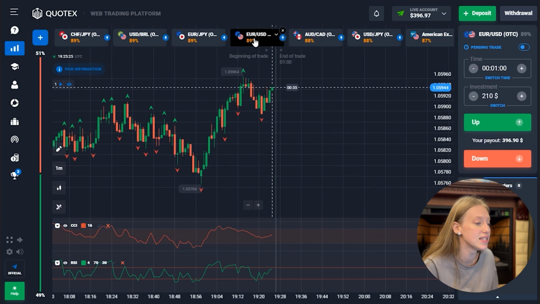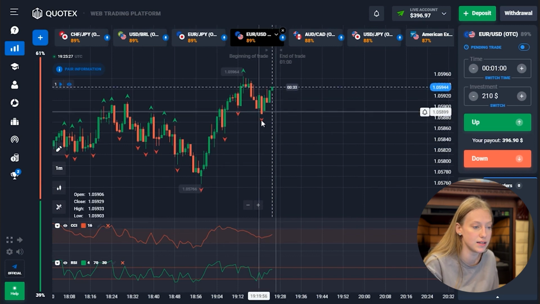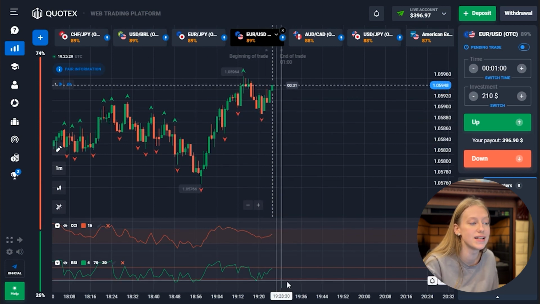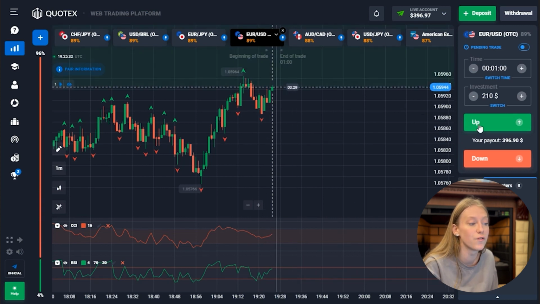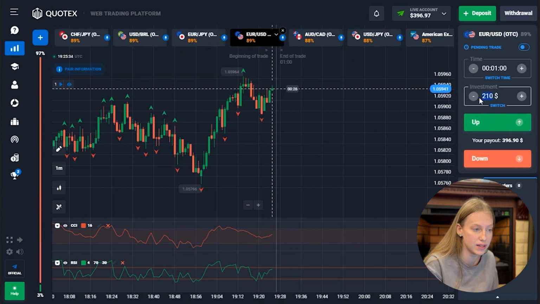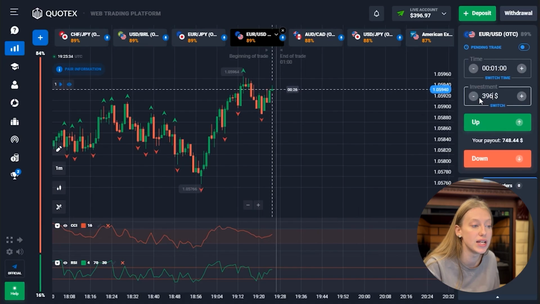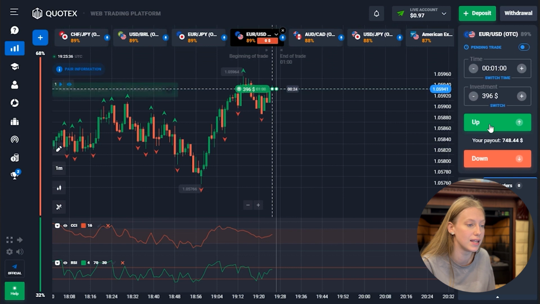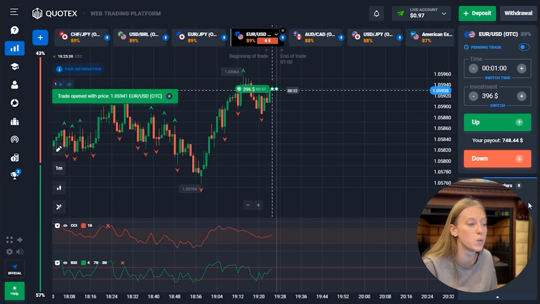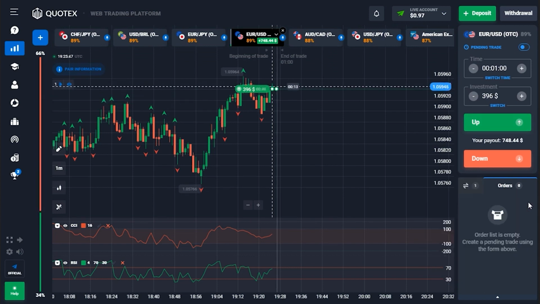So, here we see a fractal that is below the candles. I also show the RSI and CCI indicators for an upward movement. They are not yet in the overbought zone, so we can open a trade to the upside for 1 minute. And let's wait to see what the result will be.